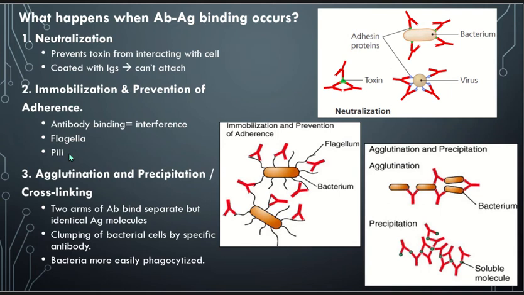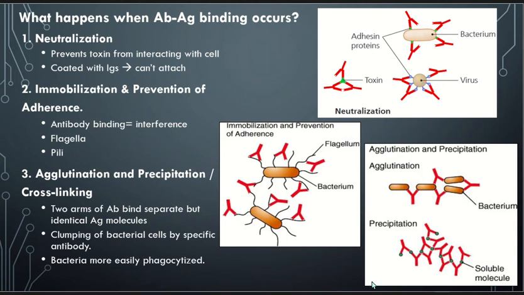Remember, pili and fimbriae are used for attachment, which is the very first step that a microbe needs to be able to do to establish an infection. So you're basically nipping it in the bud before it even gets a chance.